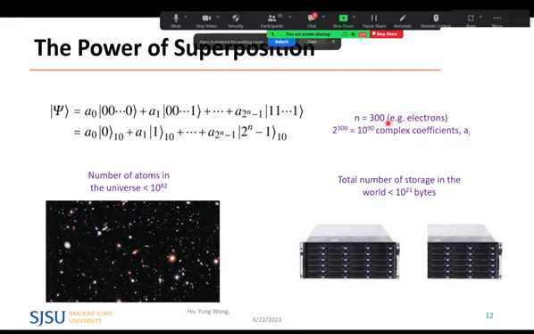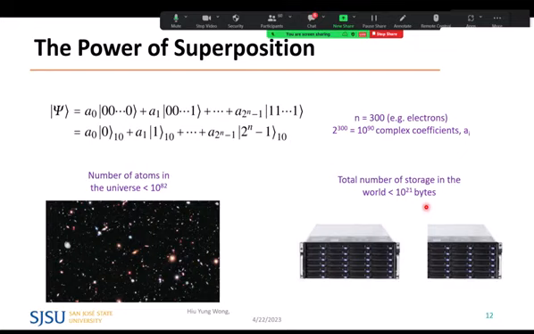Just to describe one of the states of these 300 electrons, I would not be able to save it in any of the storage we have in this world. There are only less than 10 to the power 82 atoms in the universe. If we can encode one complex number in one atom, we cannot even encode the states of 300 electrons by using all the atoms in the universe. Needless to say, to store in all the storage that we have in the world.